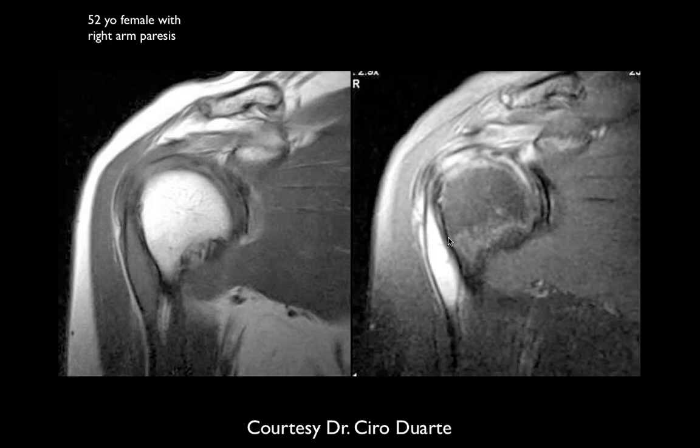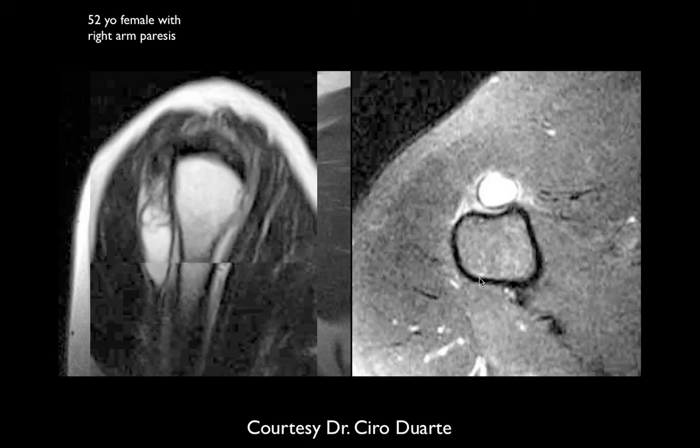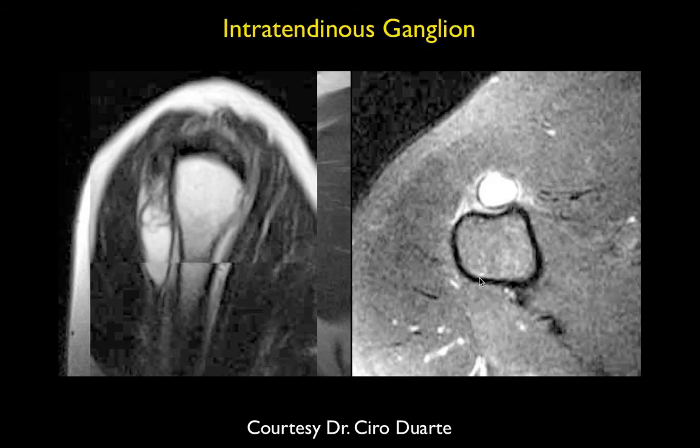Two coronal images, and there's kind of a fusiform fluid collection. Again, it looks like it's tracking along the bicipital tendon sheath. But you also wonder if it's actually within the biceps tendon, so it's probably myxodegeneration or developing cyst ganglion within the long head of the biceps tendon.